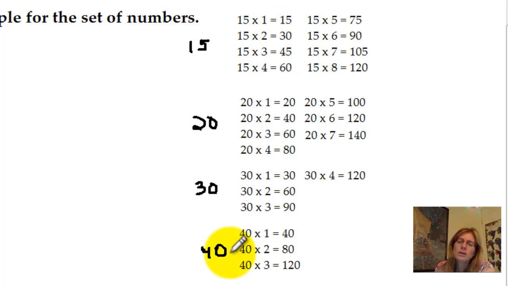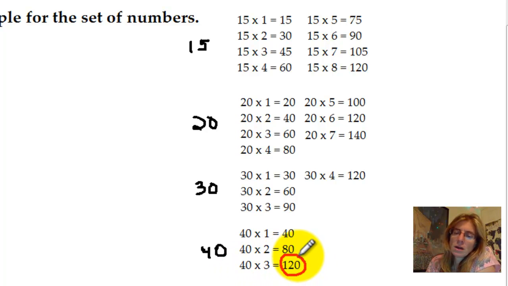15 times 2. Well, looking at the highest number, we can make this faster. 40 times 1 is 40. Who has a common multiple of 40? 30 does not. 20 does. 15 does not. So 20 and 40 are the only ones with a common multiple of 40. 40 times 2 is 80. Who has a common multiple with 40 of 80? 30 does not have that common multiple. 20 does have that common multiple. And 15 does not. So let's go to 40 times 3, 120.